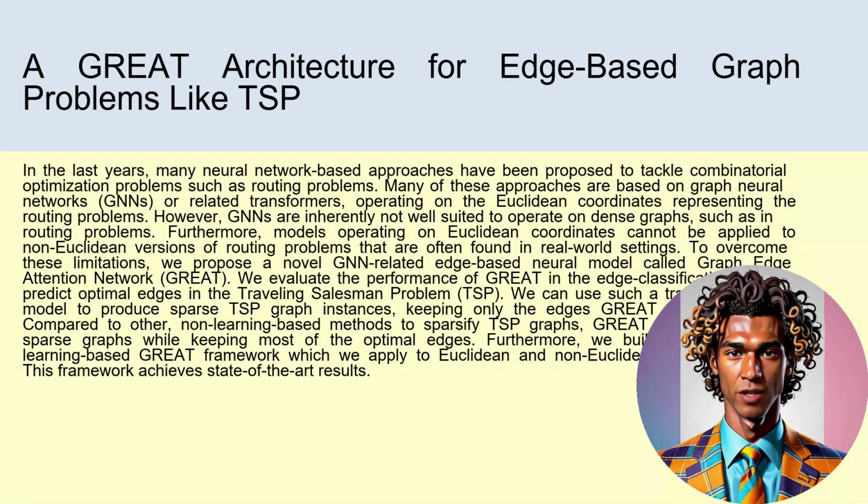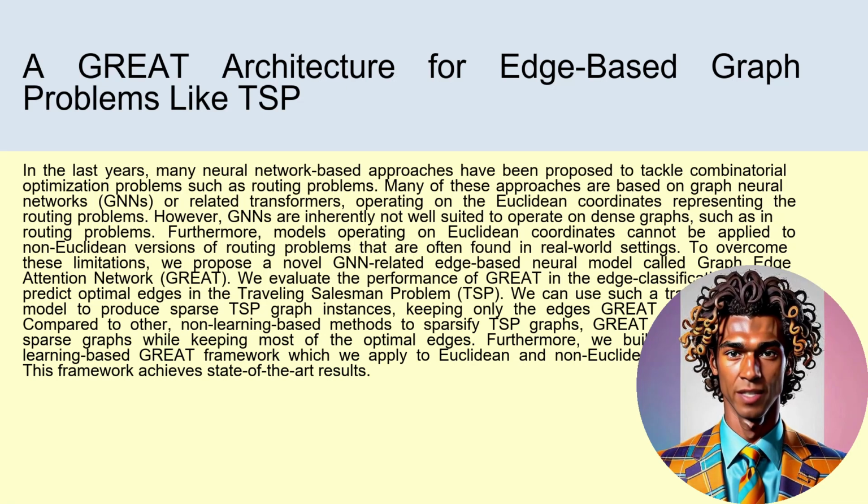In the research titled A Great Architecture for Edge-Based Graph Problems like TSP, the authors introduce a new kind of neural network called Great Graph Edge Attention Network to solve tricky graph problems like the traveling salesman problem, TSP. The TSP is a classic problem where you need to find the shortest route that visits all cities exactly once and then returns to the starting city.